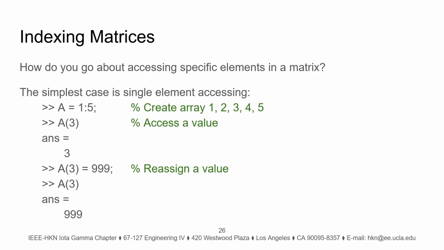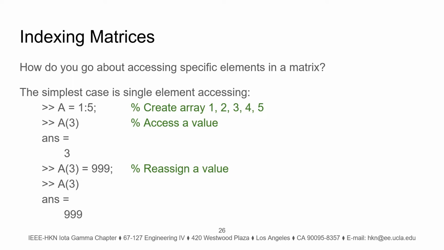How do you go about accessing specific elements in a matrix? The simplest case is single element accessing. For example, we have A = 1:5, which creates the array 1, 2, 3, 4, 5. To access the value, just type A(3), which accesses the third value.